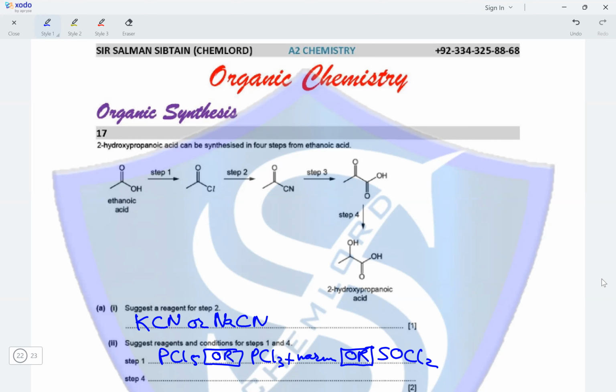And for step 4, we have reduction of a ketone to a secondary alcohol. So we would need NaBH4. And the reason we would need NaBH4 is because if we use LiAlH4, which is a harsher reducing agent, it would convert the carboxylic acid into a primary alcohol as well. And we do not need to do that. We only need to convert the ketone into a secondary alcohol, which can be carried out using a milder reducing condition of NaBH4.